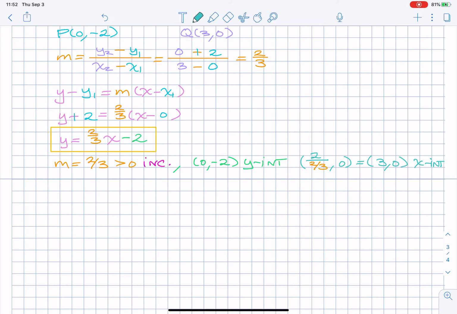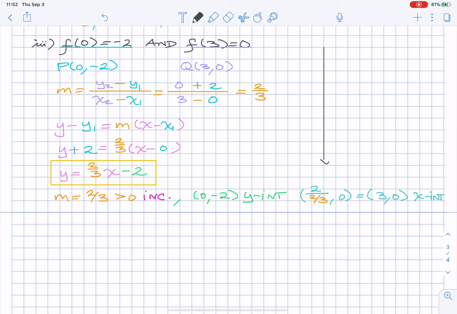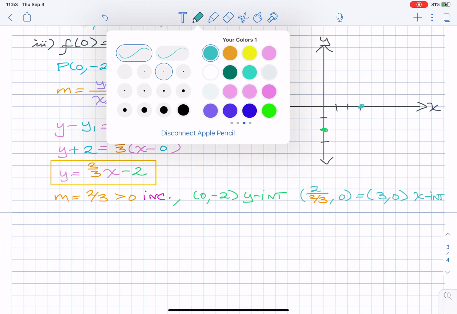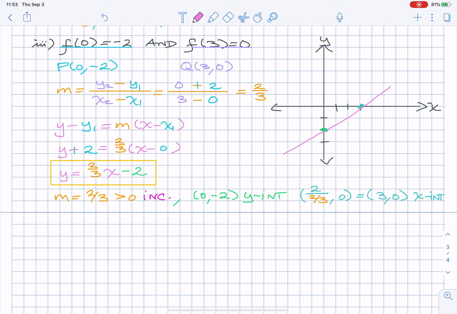Okay, I think I can plot it all on here. So, y-intercept of negative 2, x-intercept of 3. That's fairly simple. Now, let's see, if my y-intercept is negative 2, my x-intercept is positive 3, and I connect the dots, will it have the correct slope? Namely, will the slope be rise 2, run 3? Yes, it is.